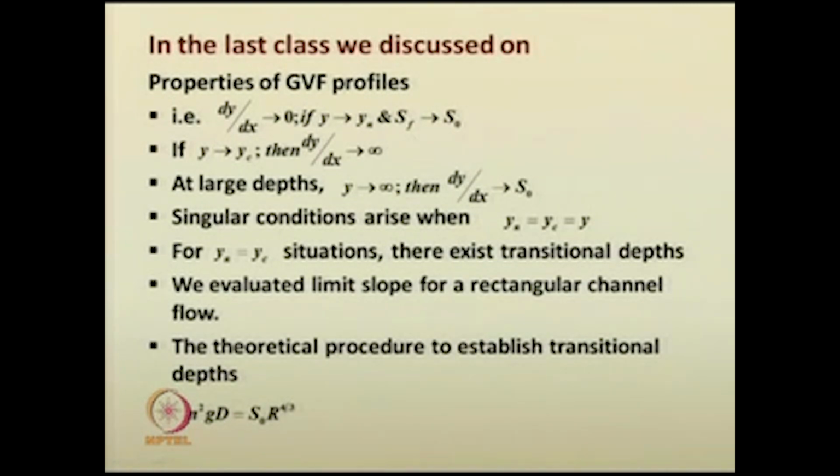If these two situations are present, then dy by dx is 0, which means the water surface is almost horizontal. If the depth of the water tends to the critical depth, then dy by dx is almost infinite. That is, at the critical depth the water surface is almost perpendicular, so it is a theoretical concept. You have also seen that at large depths, that is when y tends to infinity, the water surface slope is almost equal to the bed slope.